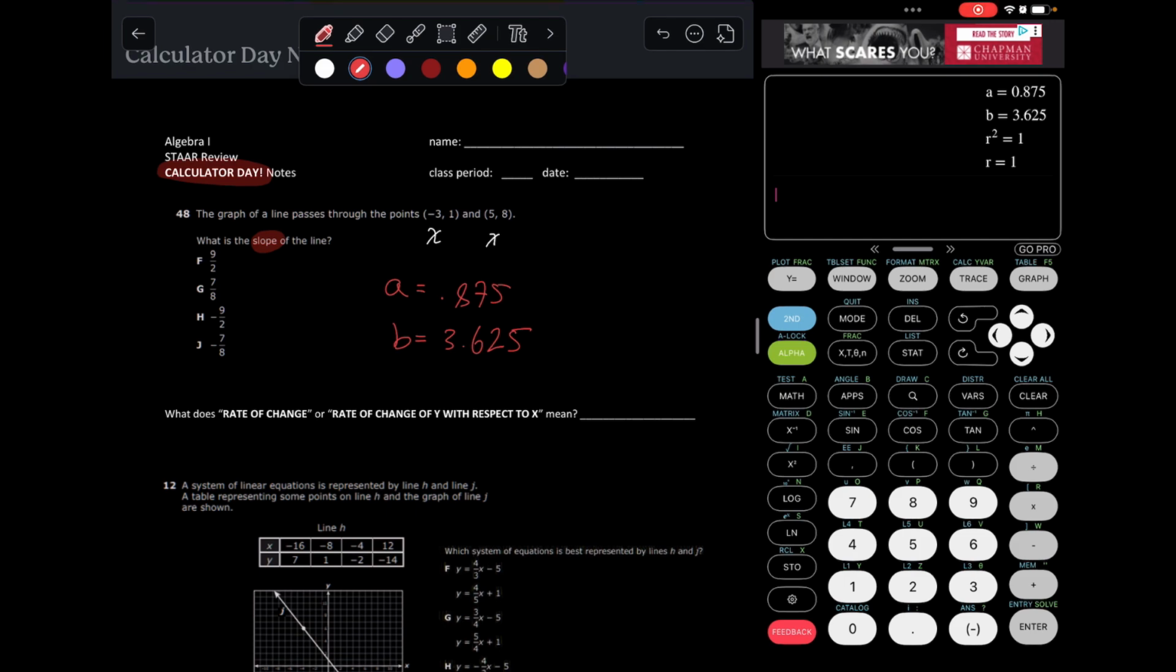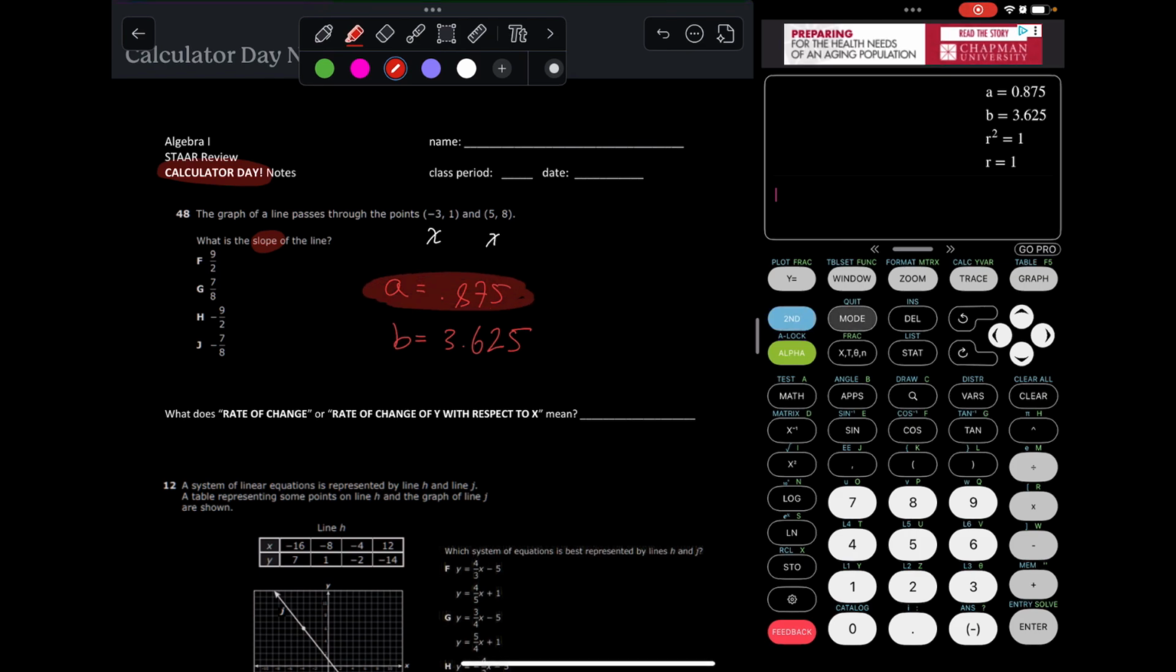So out of these two numbers, which ones do you think I'm going to use? A. I'm going to use my A, because what is this question asking me for? Slope. Now, none of these answer choices show me 0.875. What are my answer choices?